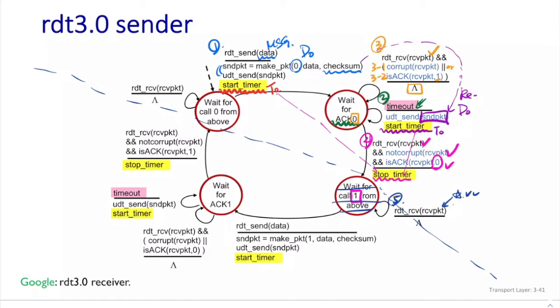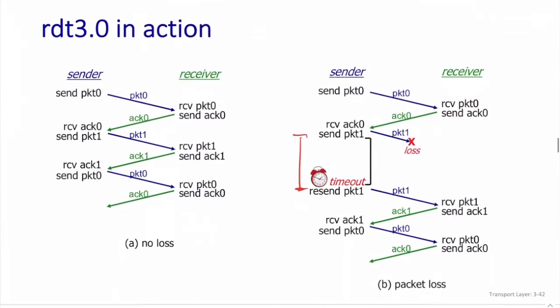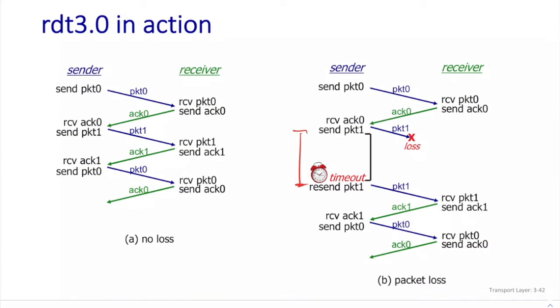And again, you can simply Google RDT 3.0 receiver, because our textbook does not provide the RDT 3.0 receiver's finite state machine, so you can check it out on Google. Some people kindly share the RDT 3.0 receiver. Okay, so that is RDT 3.0. So let's take a look at some examples right here.